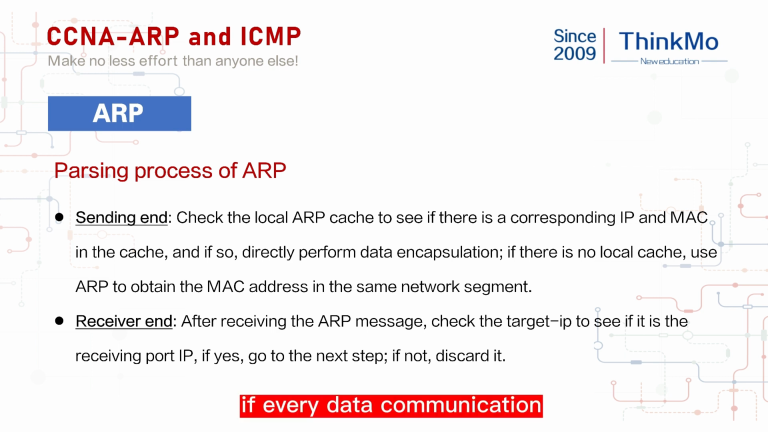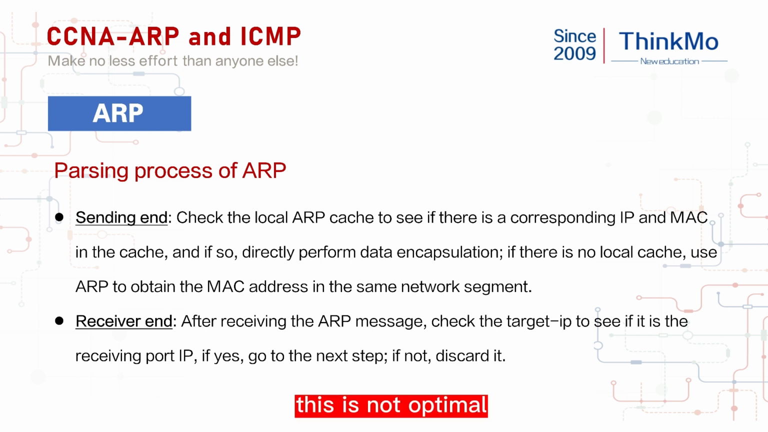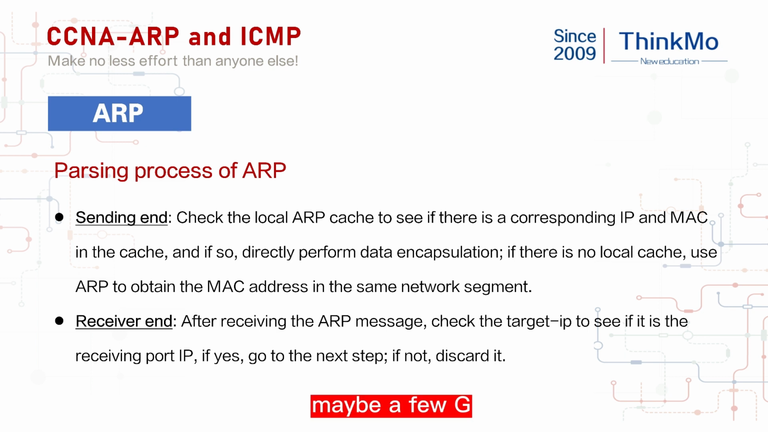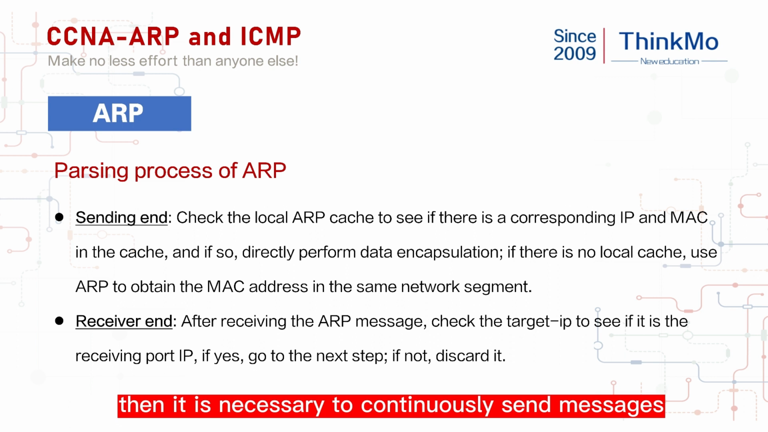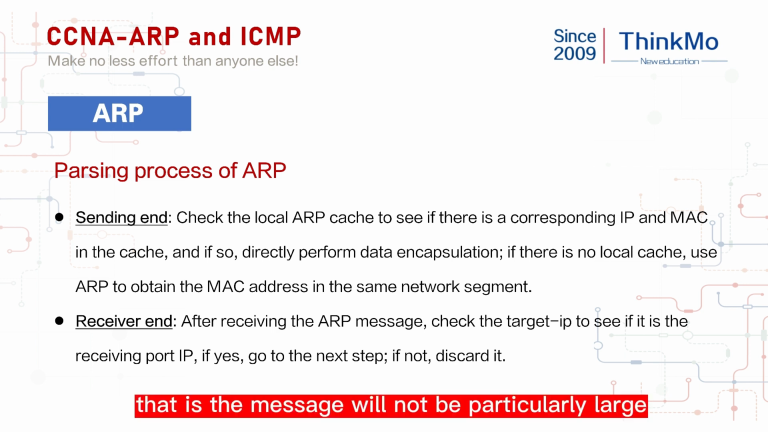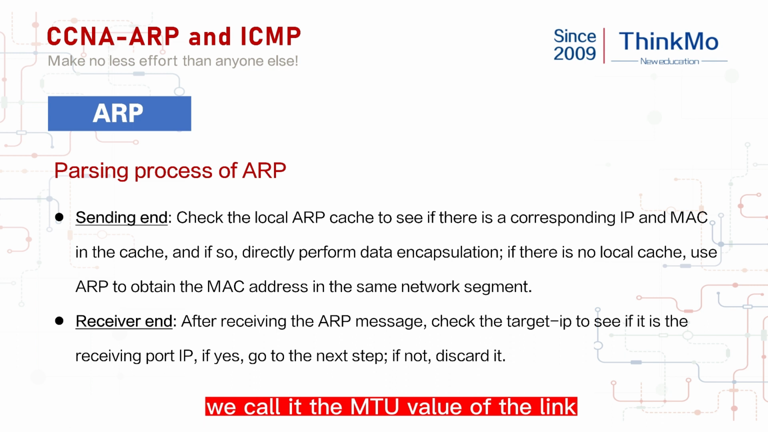If every data communication, an ARP must be sent before communication. This is not optimal. Now on the internet, the number of messages sent is actually a lot. For example, I now have a relatively large message, maybe a few G. If I watch a movie, then it is necessary to continuously send messages. Each packet actually has a specified size. That is, the message will not be particularly large. For each data packet, it has a prescribed value. We call it the MTU value of the link.